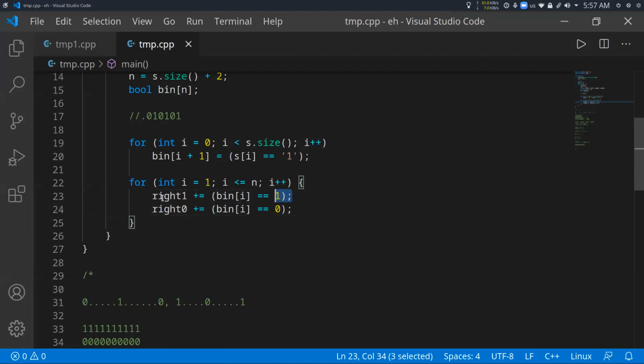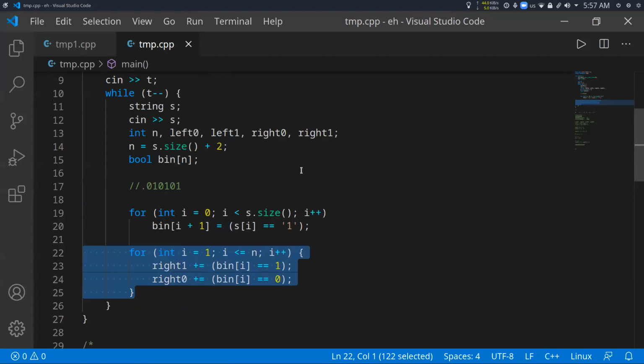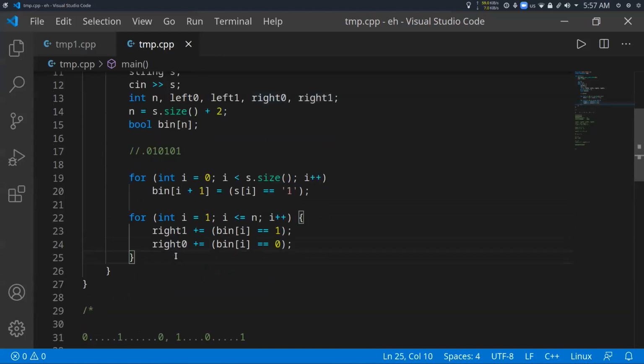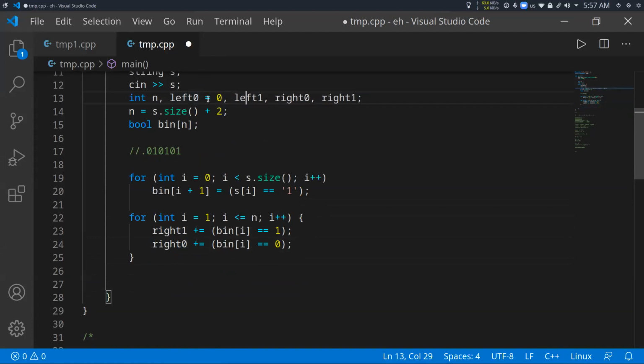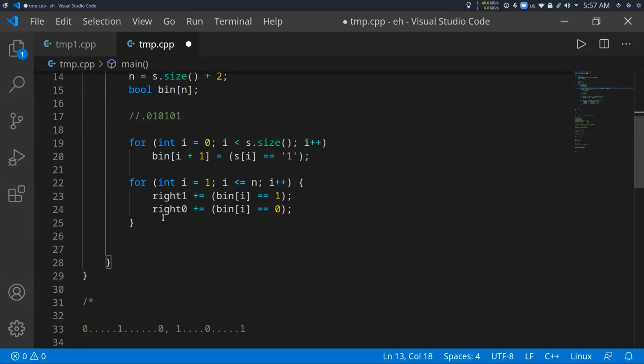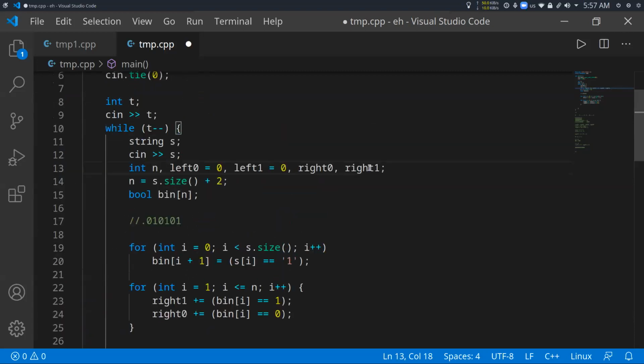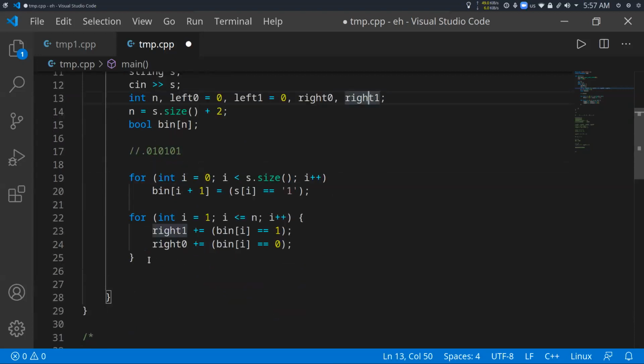Okay. So for this entire loop, I'm just calculating the right part before starting to calculate the left parts. After we end this loop, right one has all the number of ones in the string, and right zero has all the number of zeros. Initially the left parts should be equal to zero, we don't have anything else. Then after we increase every i, we will change this. Okay, it's simple.